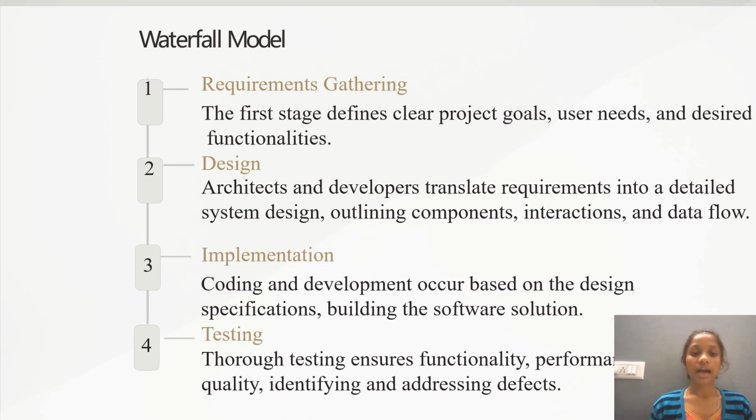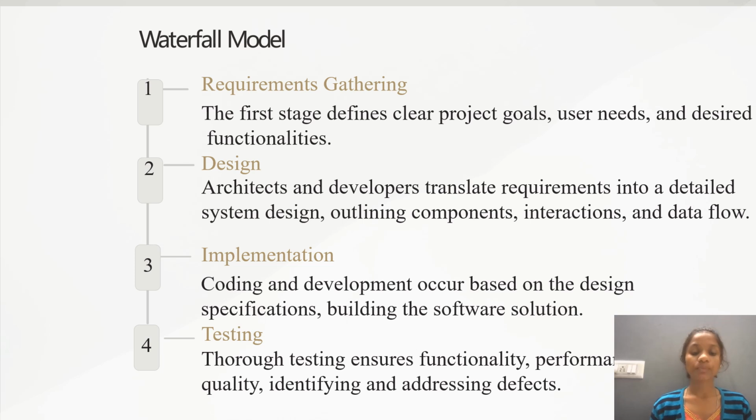Next, design. Architects and developers translate requirements into a detailed system design outlining components, interactions, and data flow. Then we have to design our model, so it contains components, interactions, and data flow. And the next step is implementation. Coding and development occur based on the design specifications, building the software solution. So we have to implement using some coding, which requires design specifications.